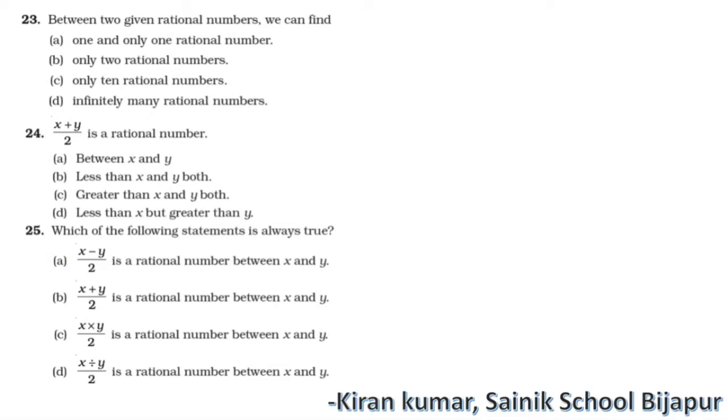Statement number 23. Between two given rational numbers, we can find infinitely many rational numbers. This particular property was named as betweenness property. 24th, x plus y by 2 is a rational number between x and y.